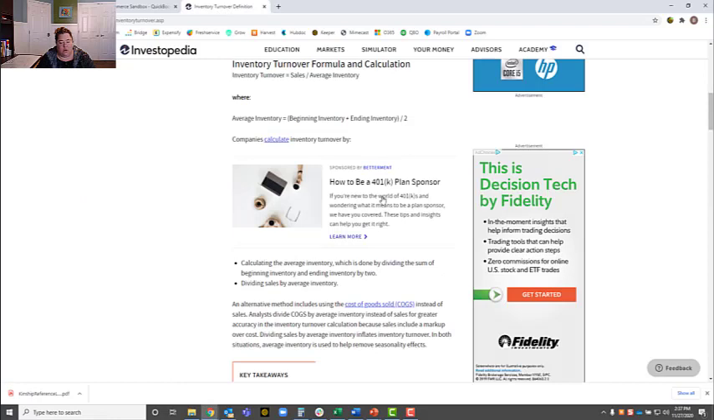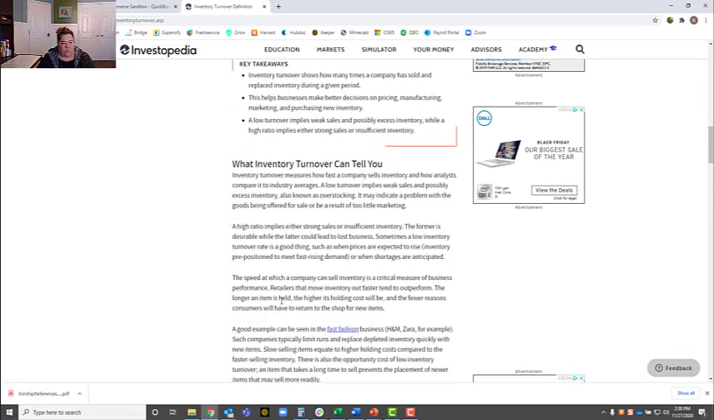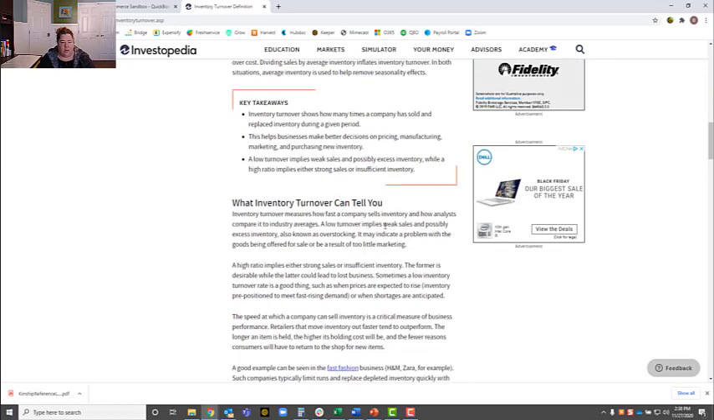Now, with an inventory turnover, it's hard to say at a glance whether that is good or bad. It has to do with what you know about your business and the trends that you see over time. Just a couple of key takeaways on what it can tell you: low inventory turnover implies weak sales or possibly excessive inventory. Whether that is a good or bad inventory turnover really depends on the industry that you're in and what your trend is over time. But in general, you want that number to be as high as it can possibly be.